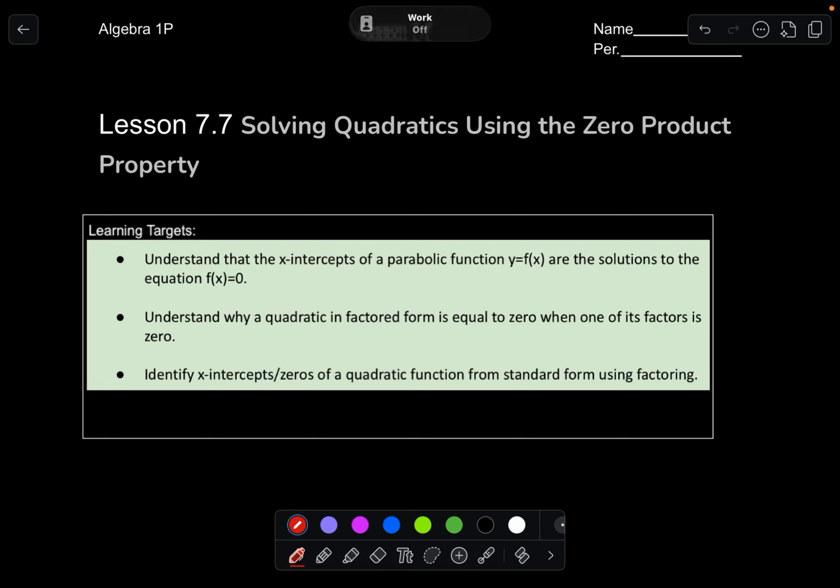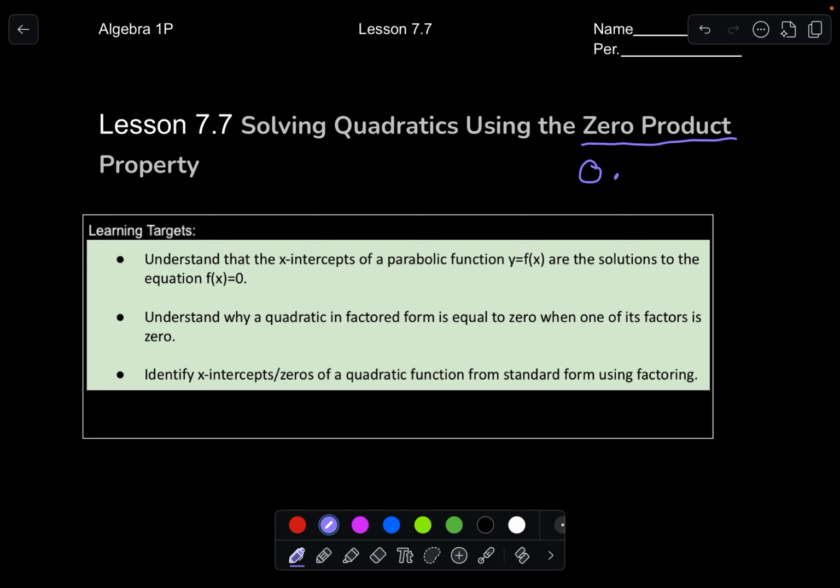Good morning, class. This is Mr. Eggleston, and this is lesson 7.7, solving quadratics or quadratic equations using the zero product property. Basically, the zero product property states the following.